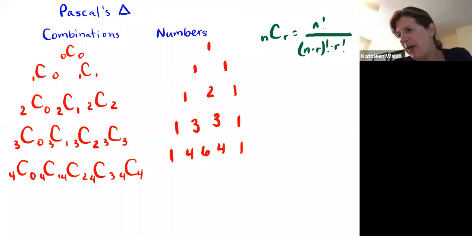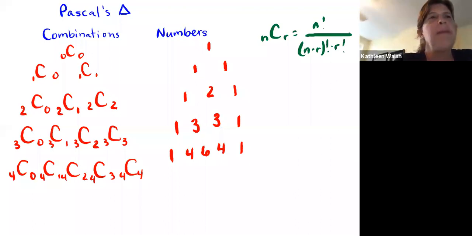Who is Pascal? He was a French mathematician. His name was Blaise Pascal. He lived from 1623 to 1662. It looks like he was only 39 years old when he died.